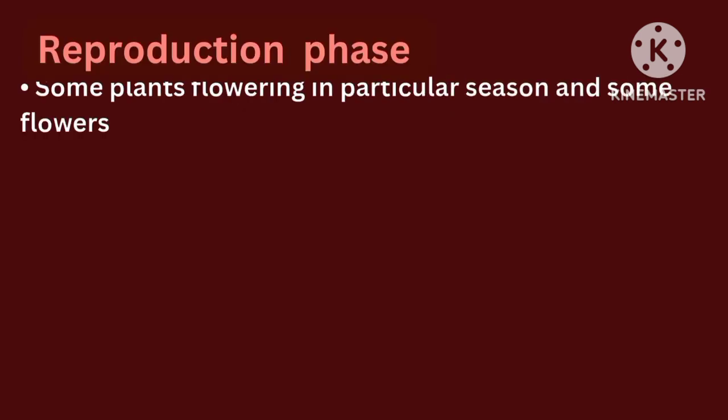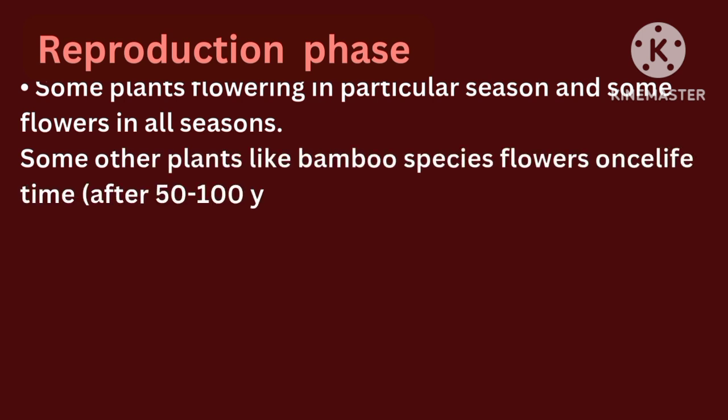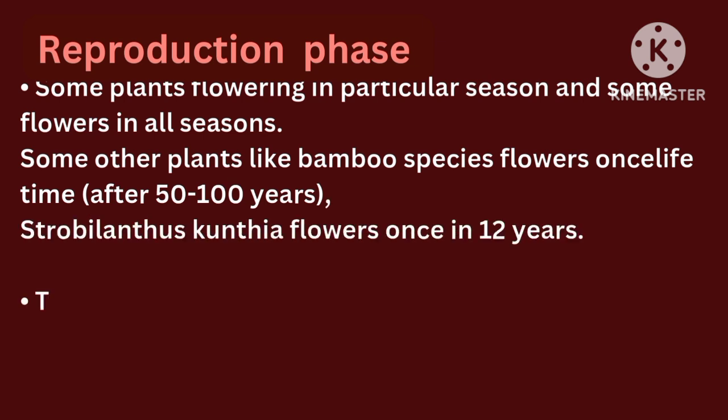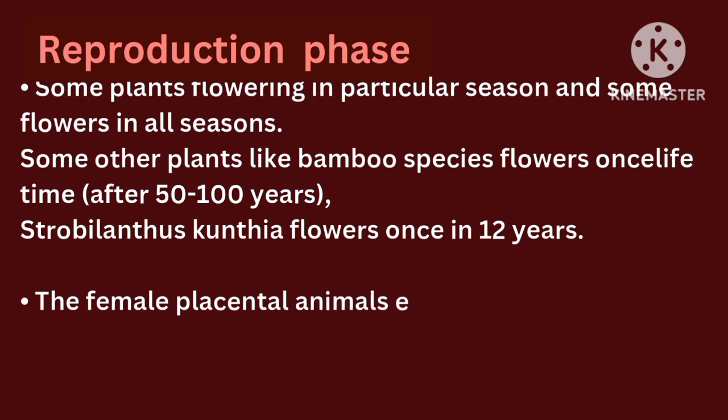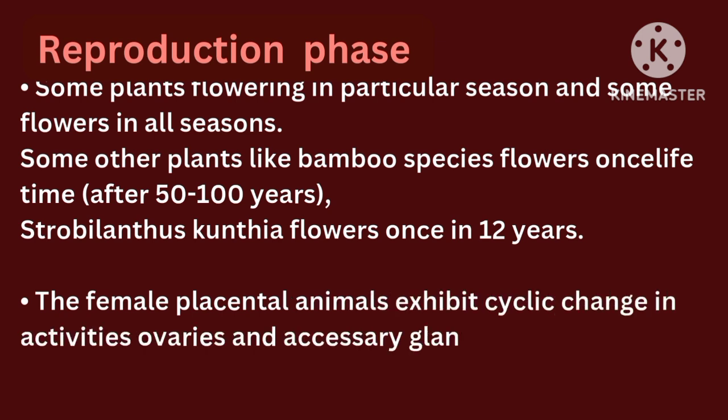B. Reproductive phase. Some plants show flowering in particular season and some other plants flower in all seasons. Some other plants like bamboo species flower once in lifetime, after 50 to 100 years. Strobilanthes kunthiana, Neelakurinji, flowers once in 12 years.